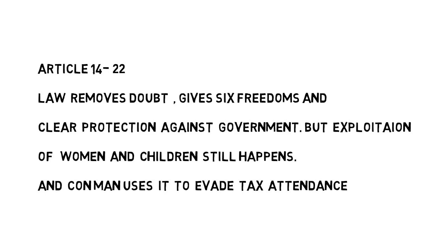Then I have added the sentence, but exploitation of women and children still happens, and this is for Article 23 and 24. So here we have got from Article 14 to Article 24, law removes doubt, gives 6 freedoms and clear protection against government, but exploitation of women and children still happens. This sentence is making some sense when you try to remember something. If something makes sense, you will remember it easily.